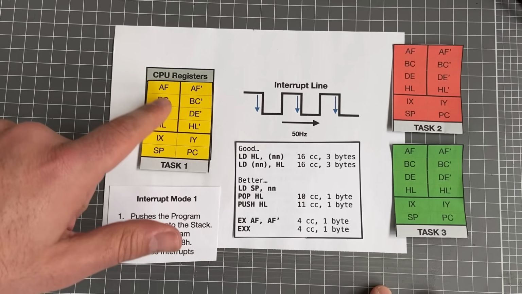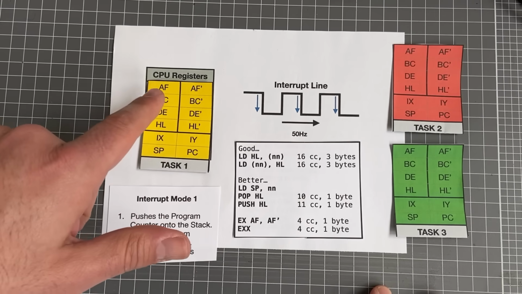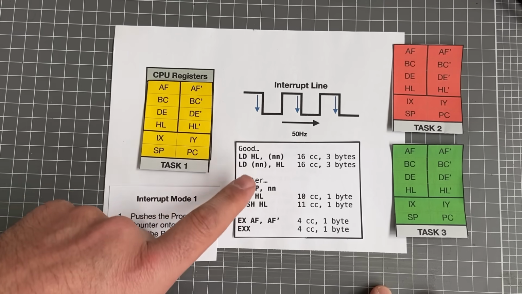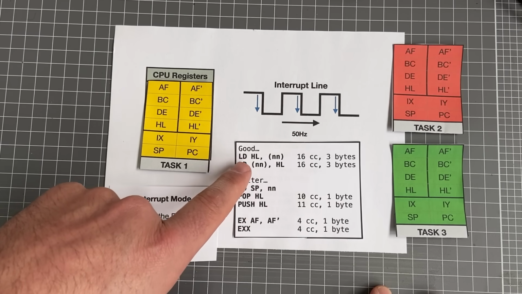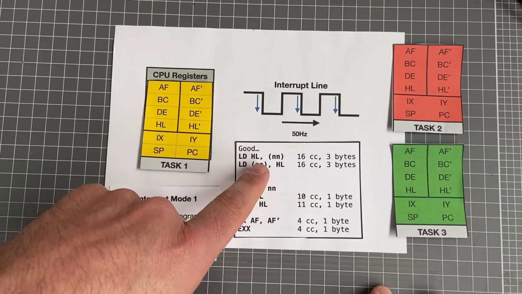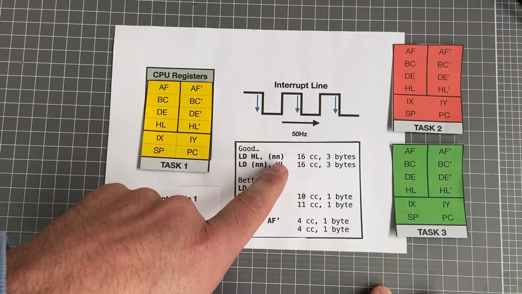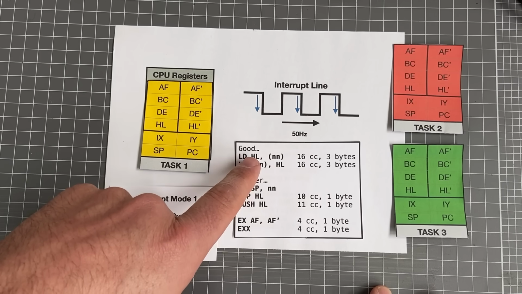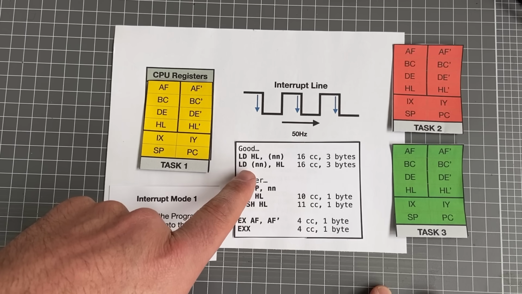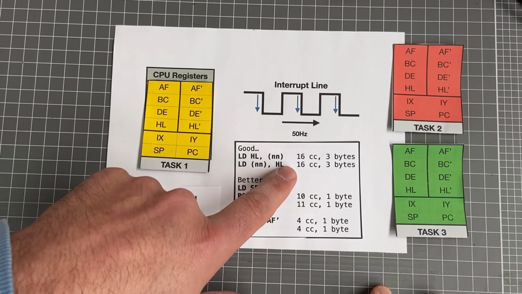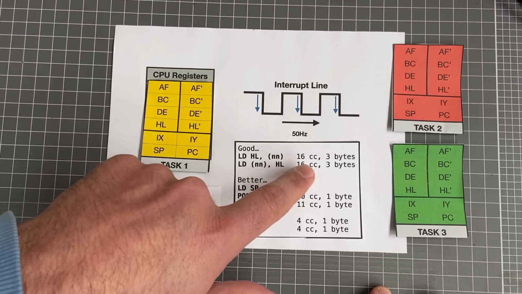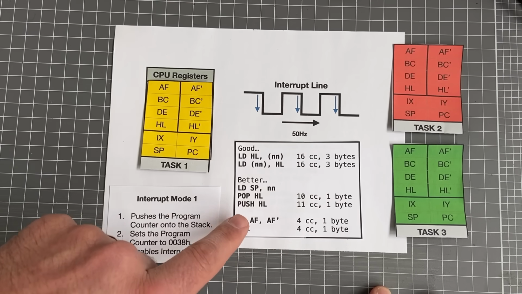So how do I get these registers in and out of that CPU? Well, one way to do it is, obviously I've got to store it into RAM, so I can use this load HL to put a value into HL. I can get the value from memory into HL, or the other way around is to store the value of HL into somewhere in memory. Now that takes 16 clock cycles and 3 bytes, but there is a better way to do that.